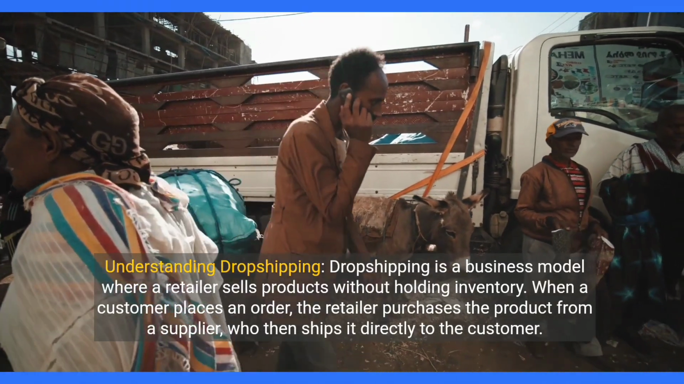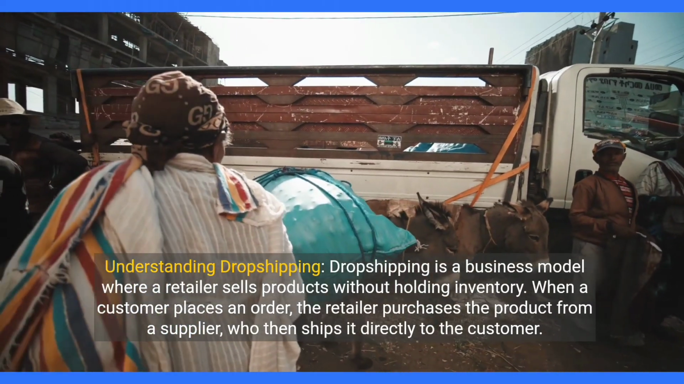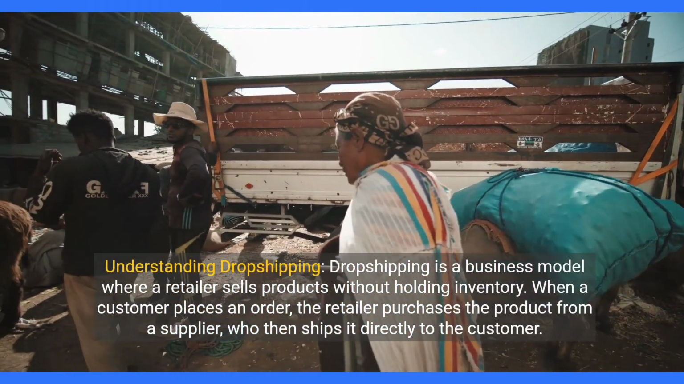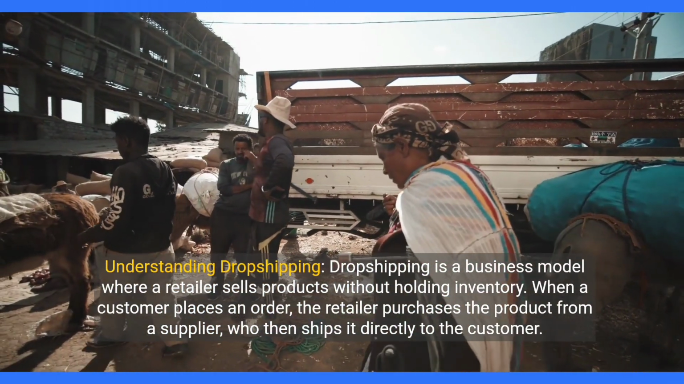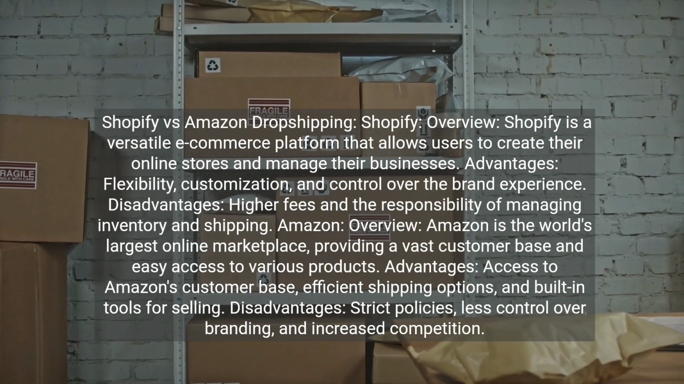Understanding dropshipping. Dropshipping is a business model where a retailer sells products without holding inventory. When a customer places an order, the retailer purchases the product from a supplier, who then ships it directly to the customer. Shopify versus Amazon dropshipping.